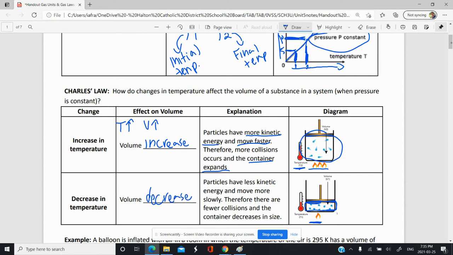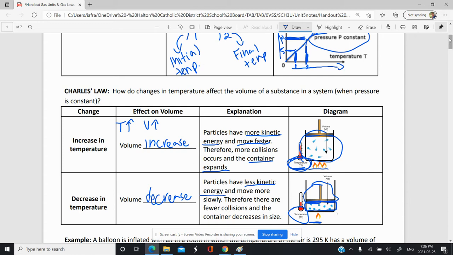When you decrease the temperature, you've reduced the kinetic energy, so there's less kinetic energy. And so the particles move more slowly and they come closer together. There's also fewer collisions, and so the container is going to decrease in size. So if we went from this temperature here, the higher temperature, to the lower one over here, well then the piston would come back down. This over here is the piston, and the particles occupy less space when you have a lower temperature.